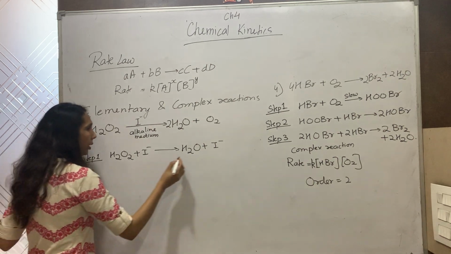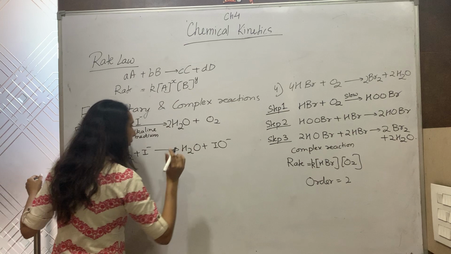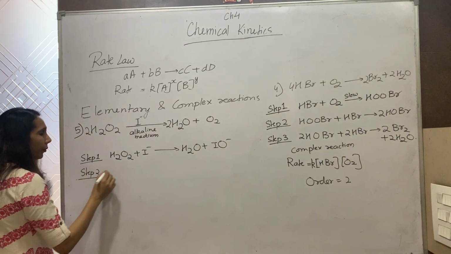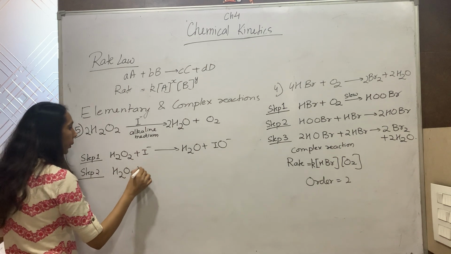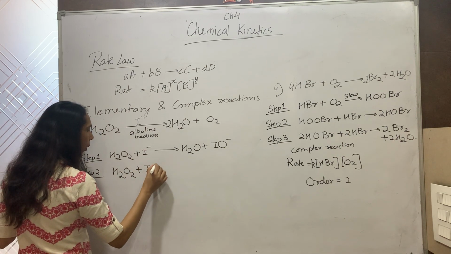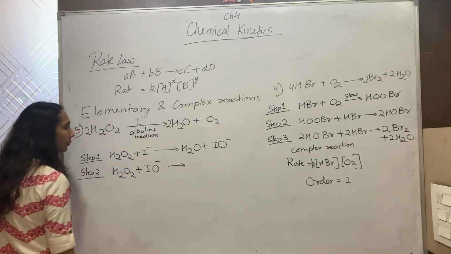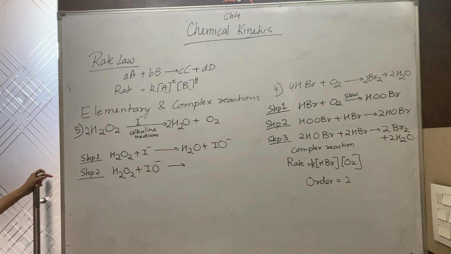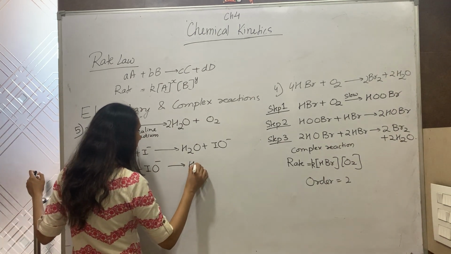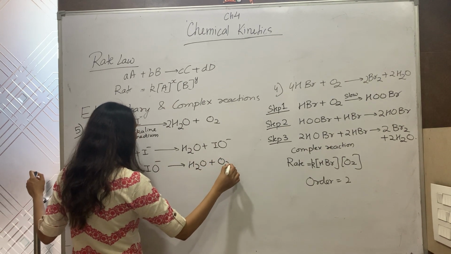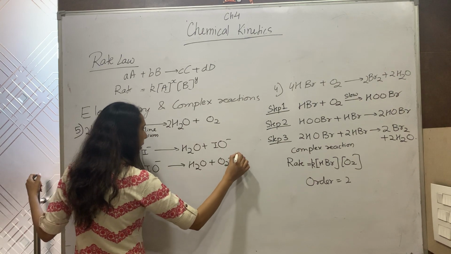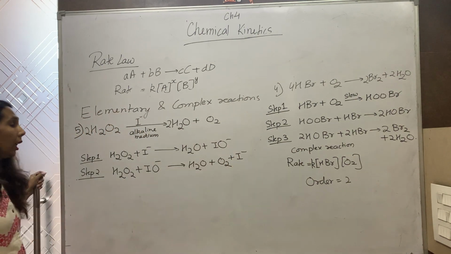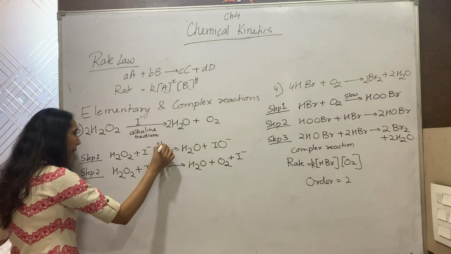In step 2, H2O2 reacts with IO negative. First step, H2O2 has reacted with I negative and formed water plus IO negative. Second step, H2O2 has reacted with IO negative and formed H2O plus O2 plus I negative. Now, first step is the slow step.